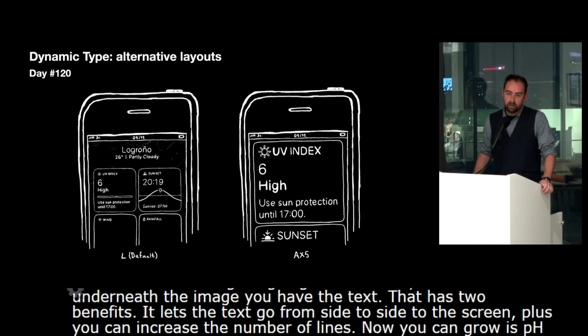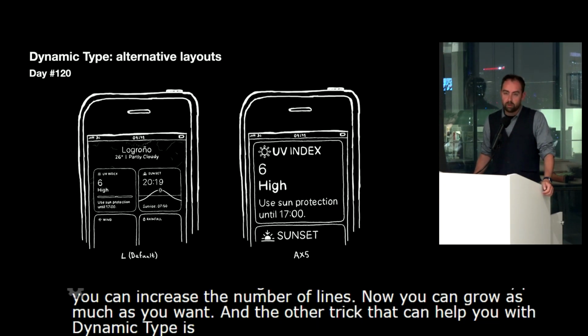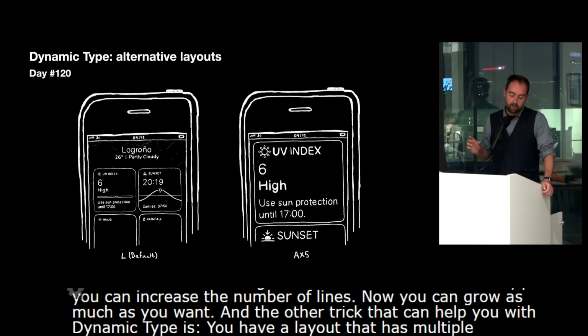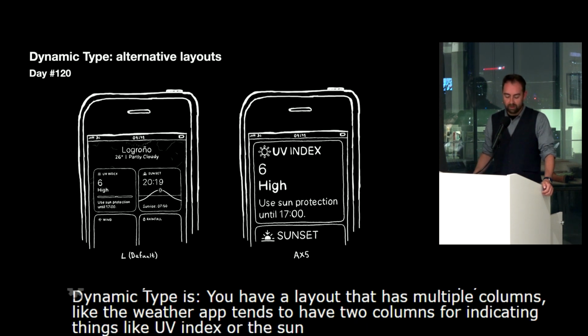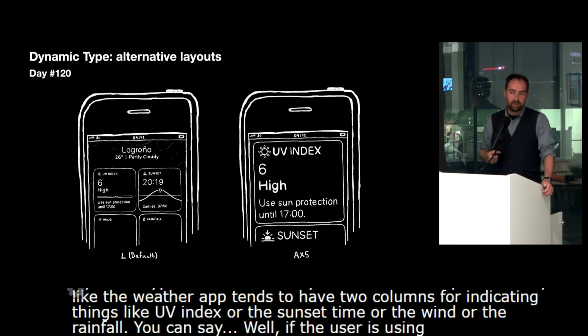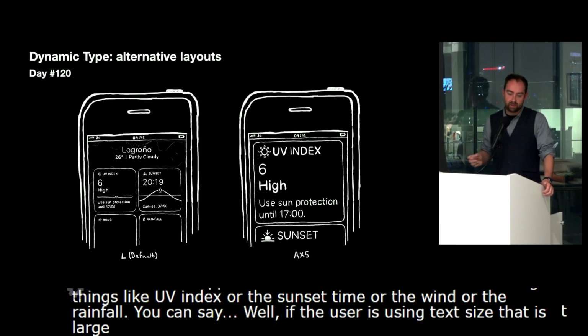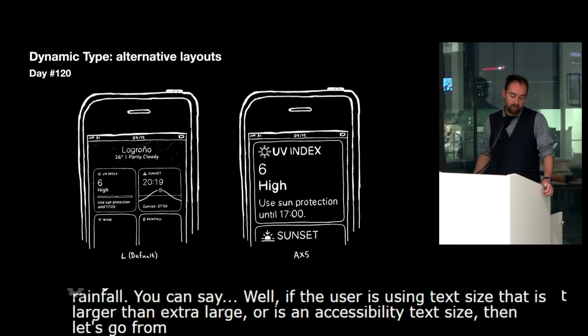The other trick that can help you with dynamic type is if you have a layout that has multiple columns, like the weather app tends to have 2 columns for indicating things like UV index or the sunset time or the wind or the rainfall. You can say, well, if the user is using a text size that is larger than extra large or is an accessibility text size, then let's go from 2 columns to 1. And again, that lets you use the screen much better.